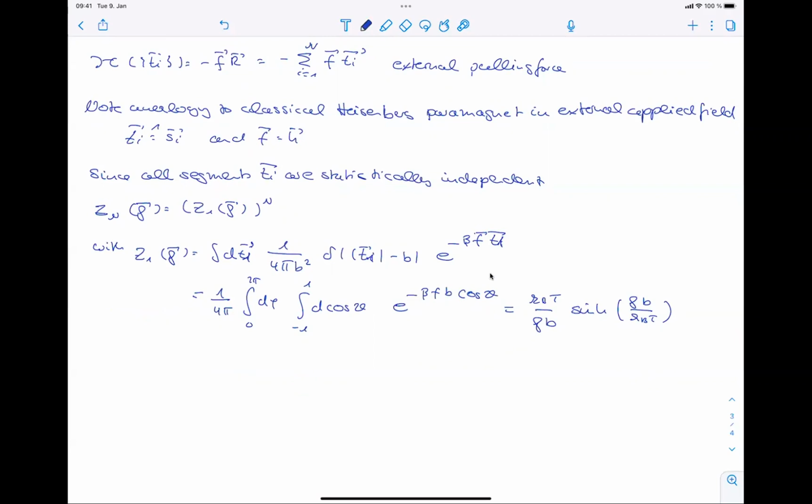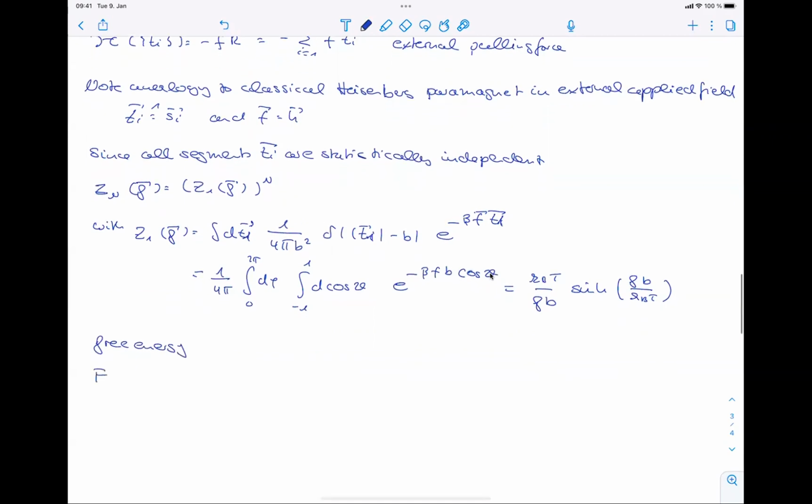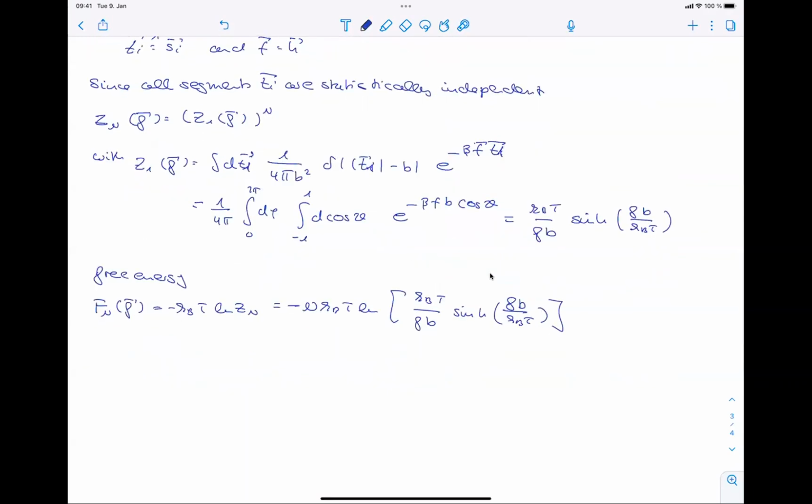And from this exact result of the partition function, we can then find the free energy under applied force as minus k_B T ln Z_n, minus, sorry, I throw away an n, minus n k_B T ln of k_B T over F b sinh of F b over k_B T. That's on purpose, so that you now recover a free energy that we looked at very much previously in this class.